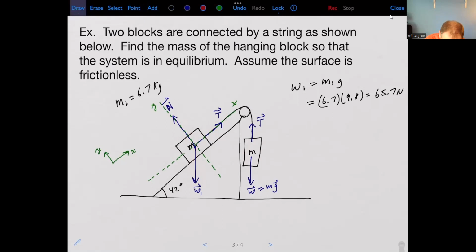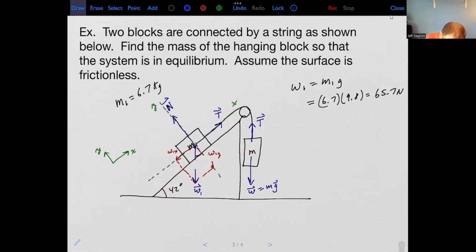So the weight here, if I project this onto the x-axis, this is W1x. And if I project it onto the y-axis, this is W1y. So the weight has components here. It turns out that if this angle is 42 degrees right here, then that's the same as this angle right here. So this angle would be 42 degrees.